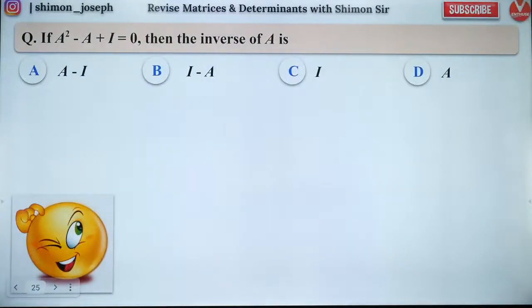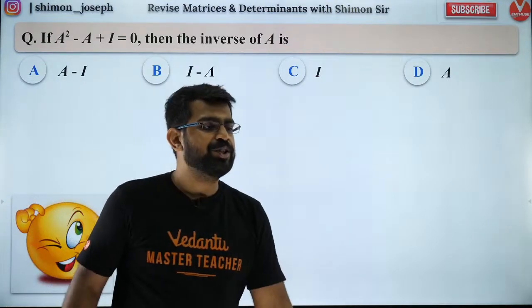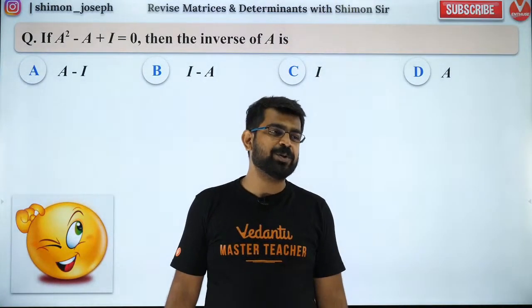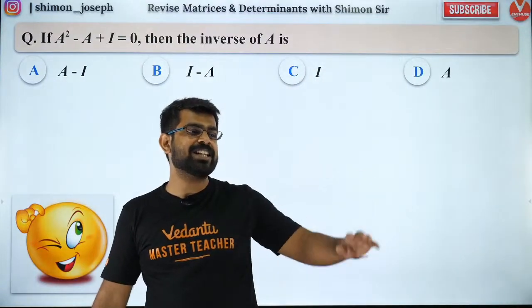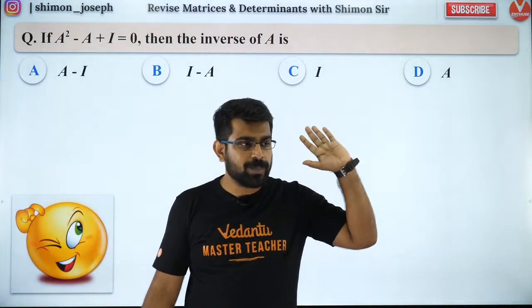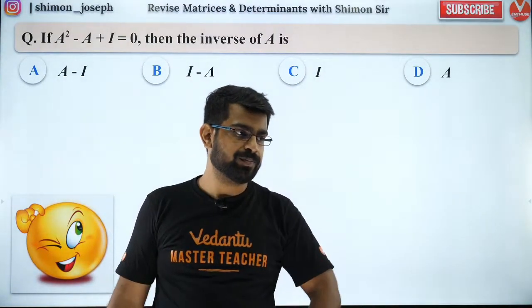Now let's proceed to the next question. This is a slightly easy one. This is a laddu question, just to see how many of you are able to apply it carefully. This is an NCERT based question. So please solve it, guys.